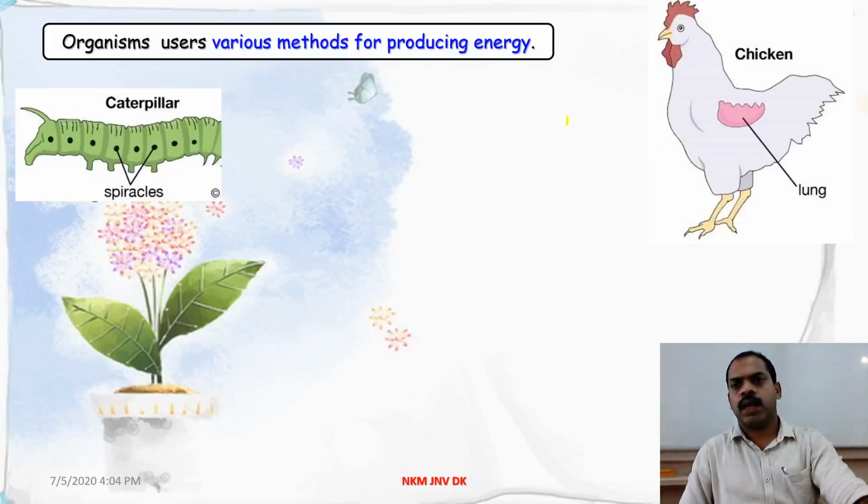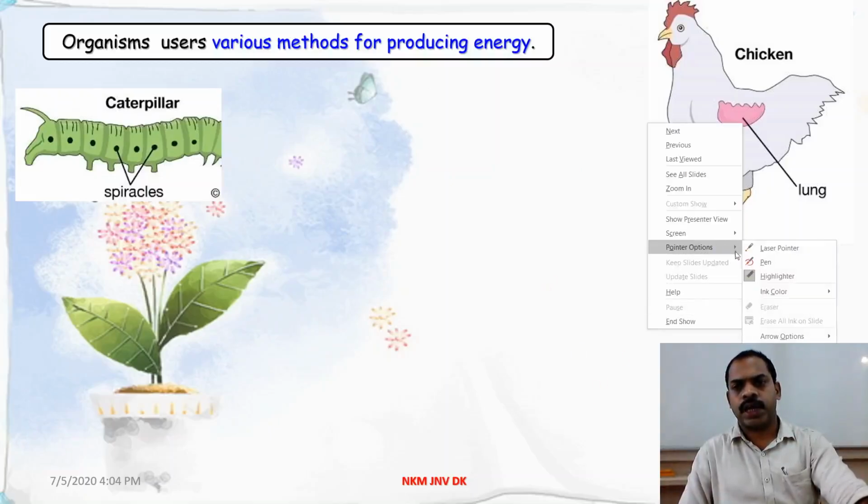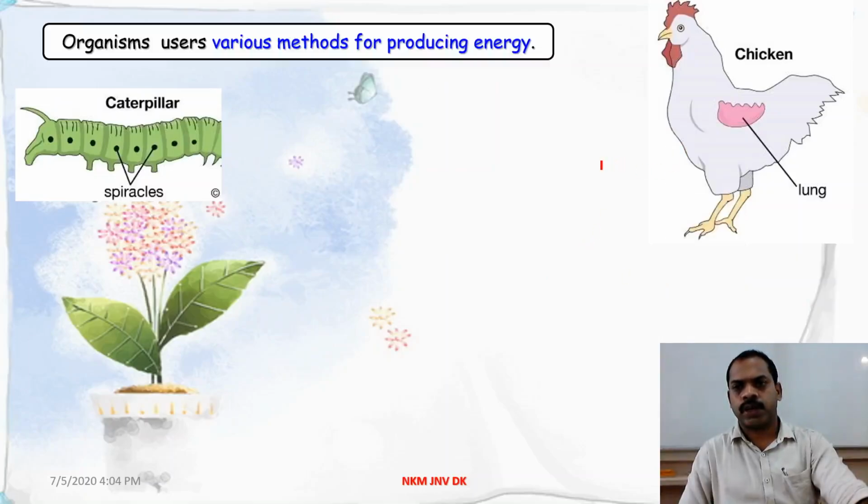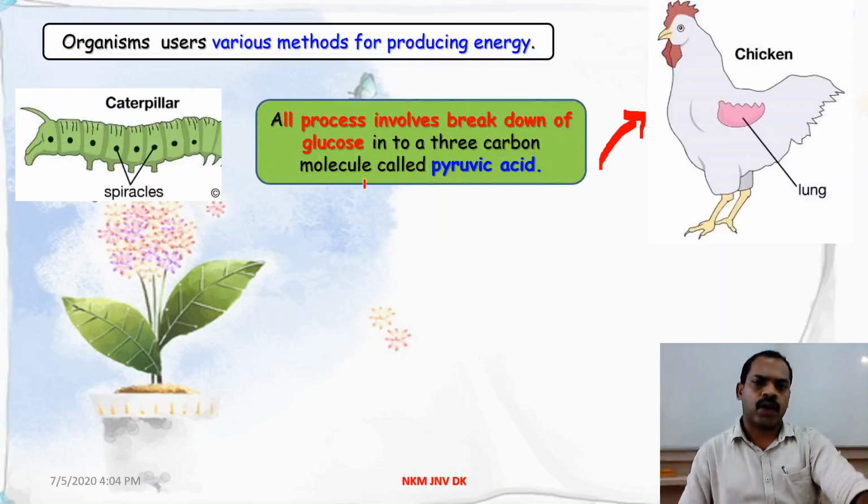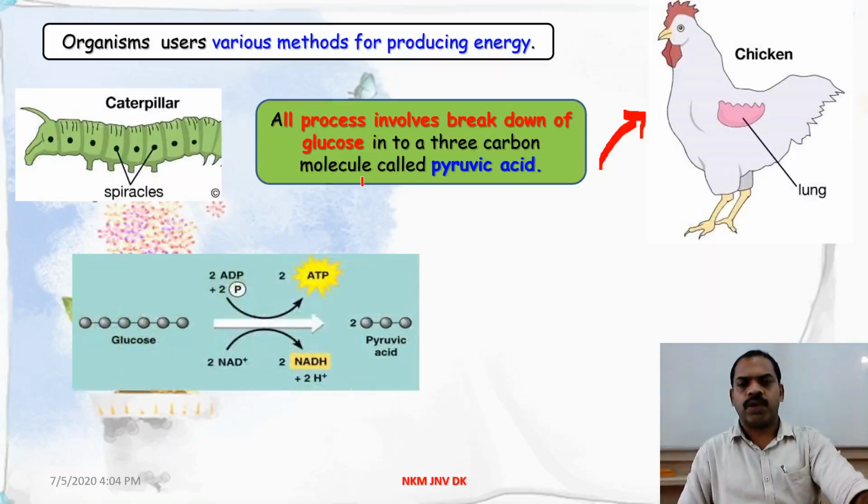While chickens or higher animals have a very clear-cut respiratory system supported by lungs. So we can see there is a difference in the caterpillar. When we go into other organisms, it will be different. But whatever it is, the first process is the same, whether it is a higher animal or a plant or a bacteria or a microbe.